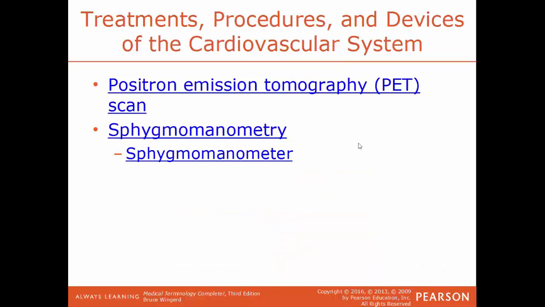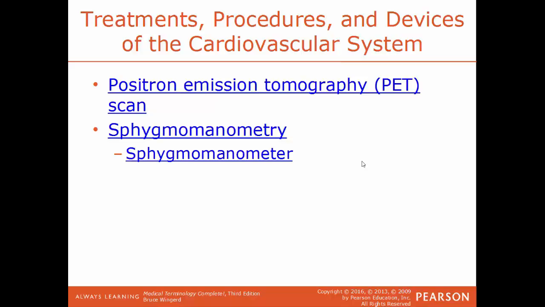So your next term, a PET scan, positron emission tomography, a very detailed imaging technique that's used to detect various forms of disease and cancers in the body. And it's done so by injecting certain types of radioactive dyes into the patient, and then tracking where those dyes end up. But very detailed, very good imaging technique.